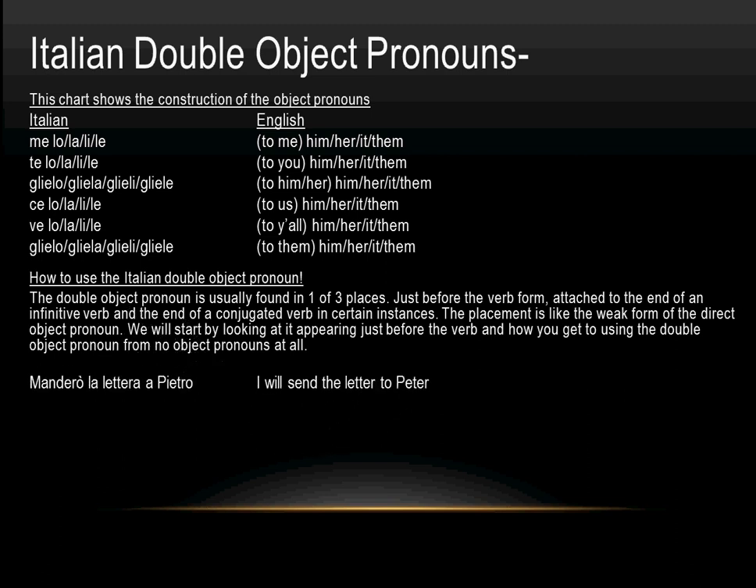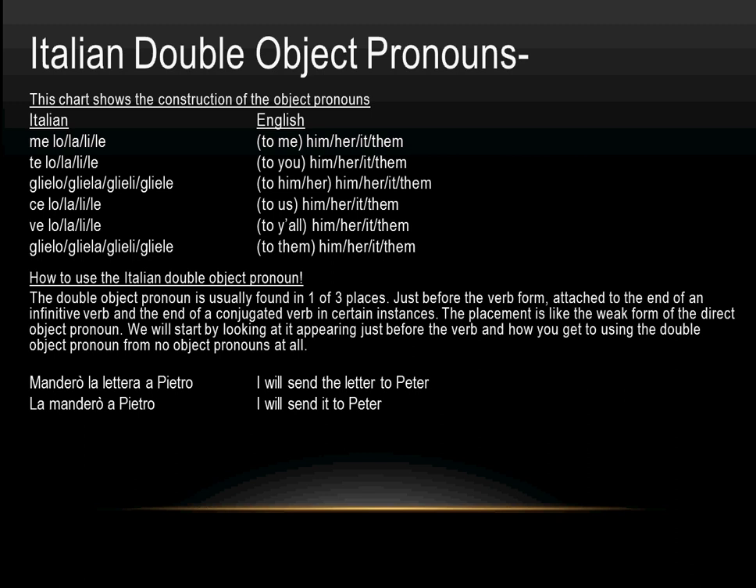Okay, manderò la lettera a Pietro. I will send the letter to Peter. As we look at this sentence, the letter is the direct object and Peter is the indirect. So, manderò la lettera, direct object, a Pietro, indirect object. Let's start by taking the direct object and replacing it with a direct object pronoun. La manderò a Pietro. I will send it to Peter. Okay, we replace the word letter with it, or lettera with la because it's feminine. So there's your direct object, a direct object pronoun with an indirect object noun, Pietro.